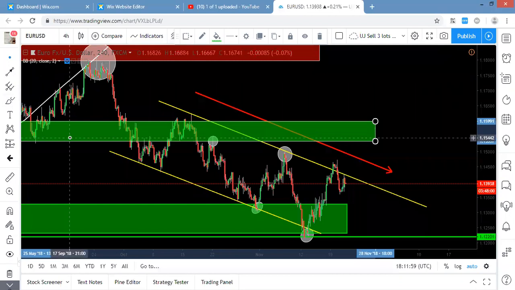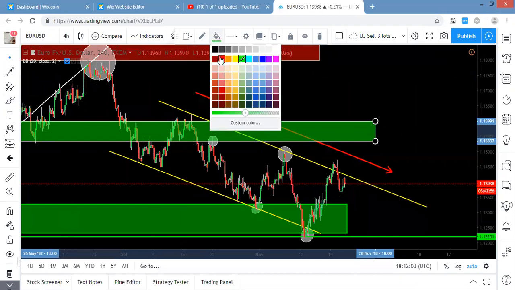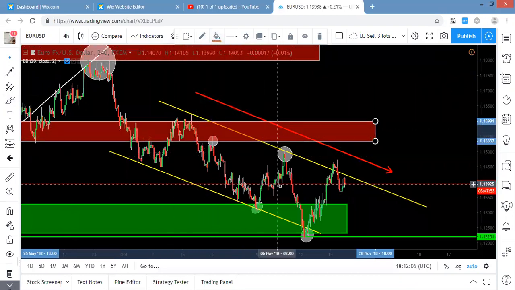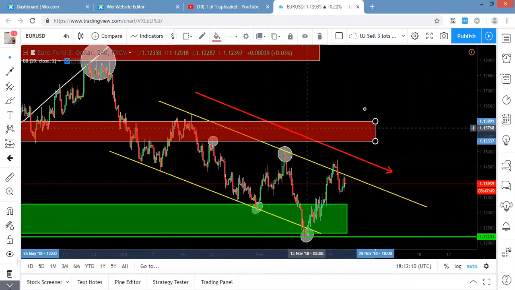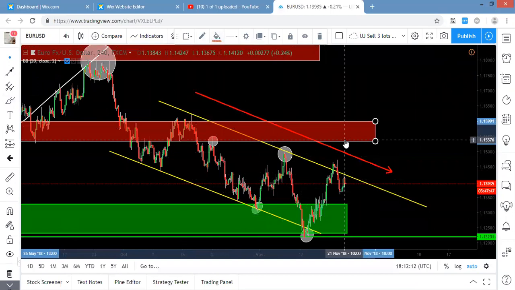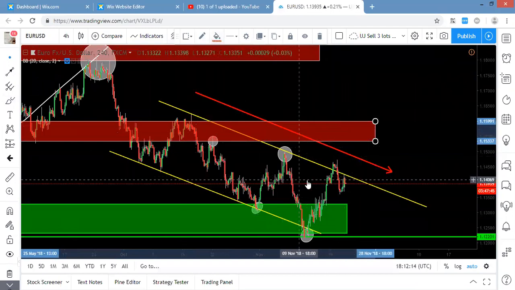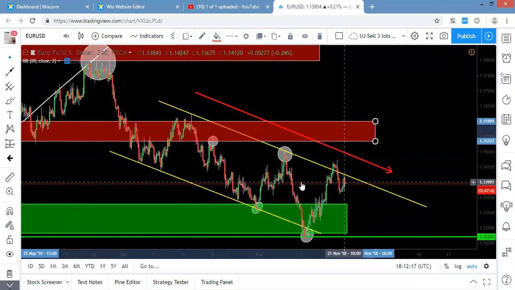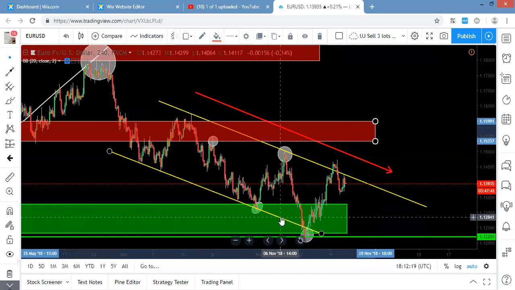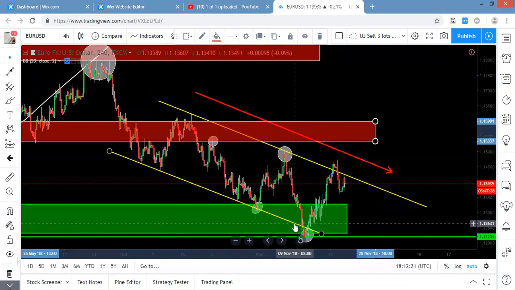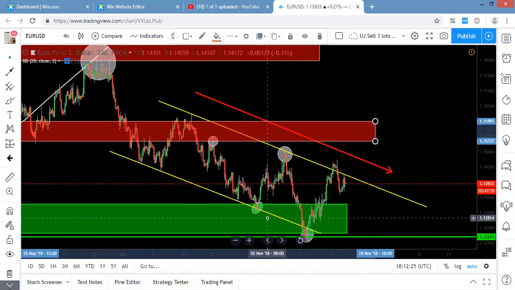So for right now, I'm going to go ahead and make this zone red because we're talking about this area, and this price is actually below that zone. So that would be considered a resistance or a ceiling. Makes sense? Because the zone is above where price is at now. And down here, this is our support because price is being held up by this zone. Make sense?